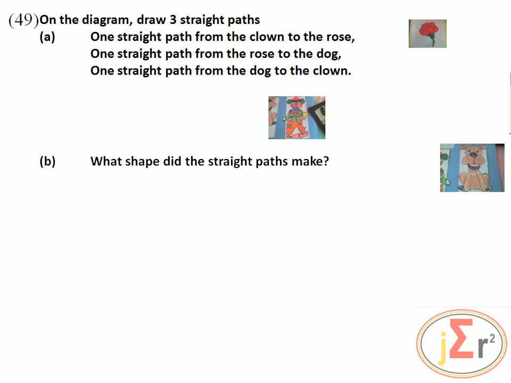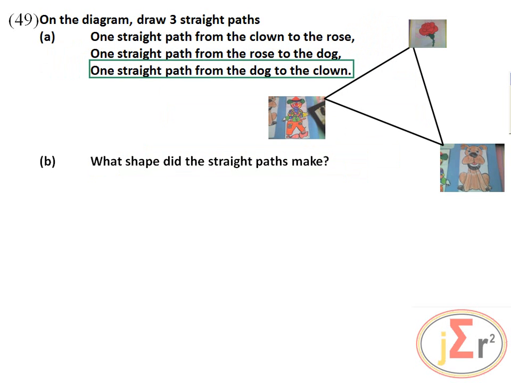On the diagram, draw 3 straight paths. One straight path from the clown to the rose. One straight path from the rose to the dog. And what else? One straight path from the dog to the clown.